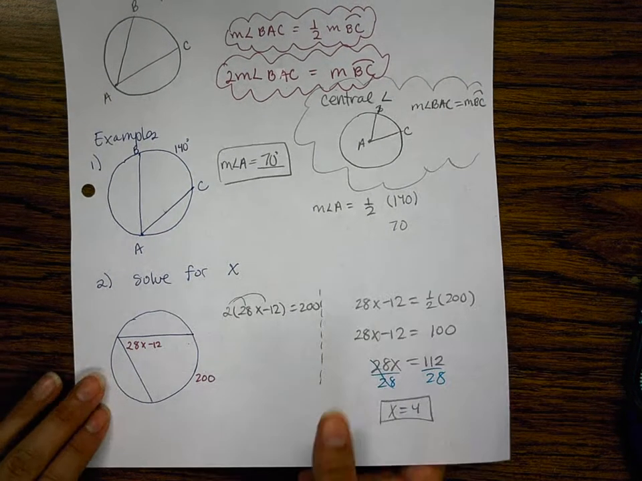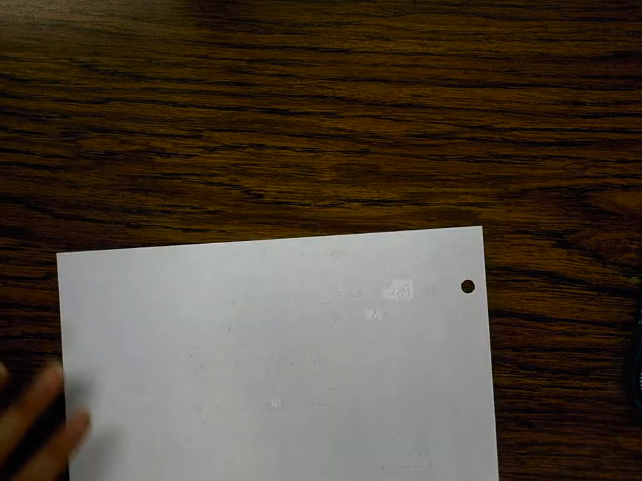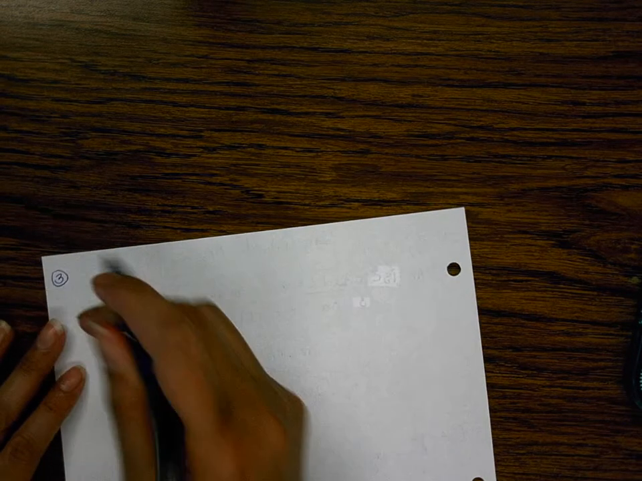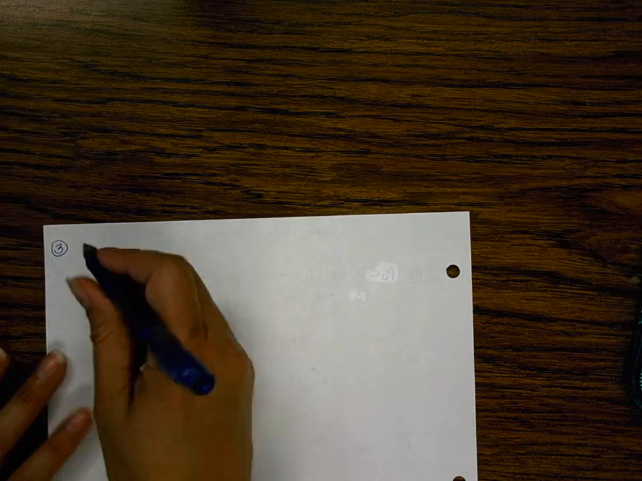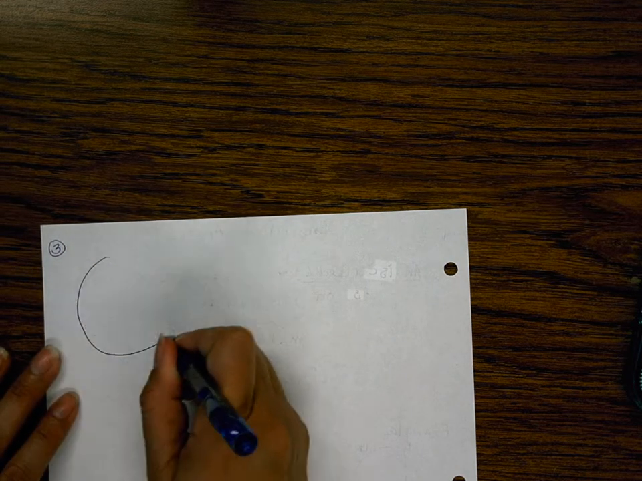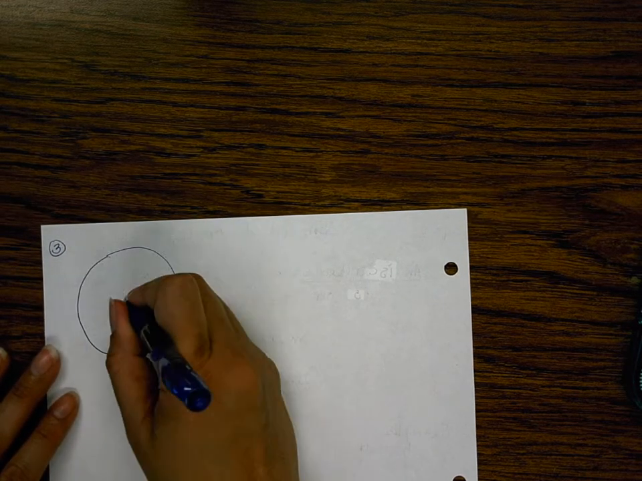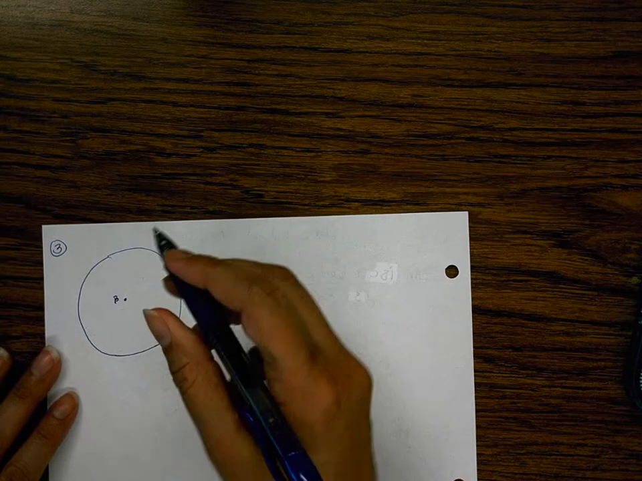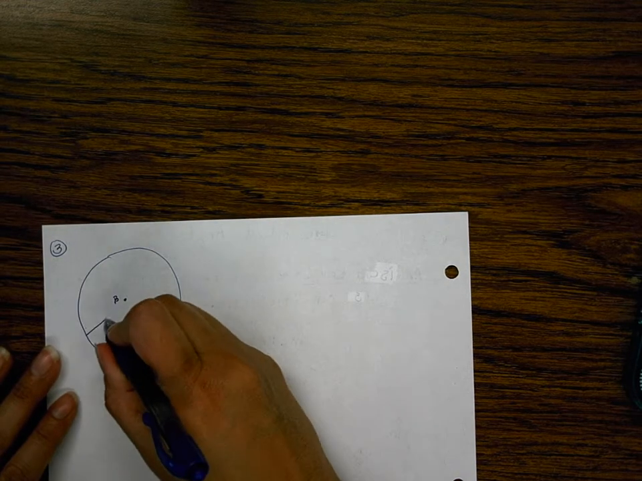Moving along. Number 3, we are going to draw a circle. The center is B, and we're going to draw diameter HJ.